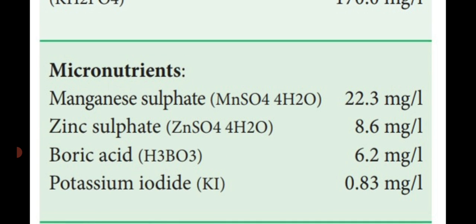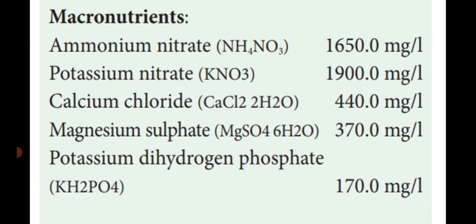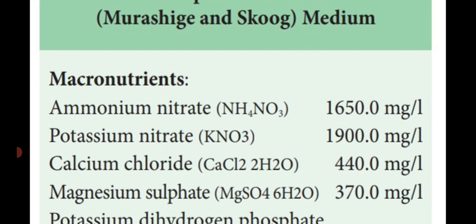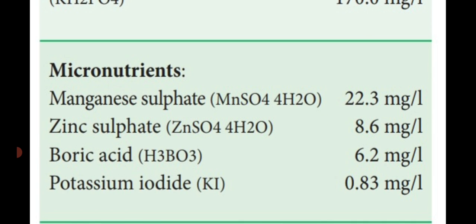Then the micronutrients, this is also an important 2-mark question. Write the micronutrients present in the MS medium. Manganese sulfate 22.3 milligram, zinc sulfate 8.6, boric acid 6.2, potassium iodide 0.83. So these are the 2 types of nutrients, macronutrients and micronutrients, present in the MS medium.